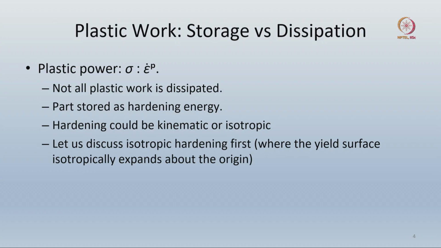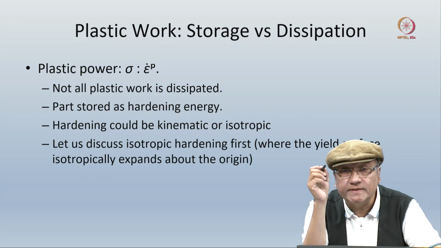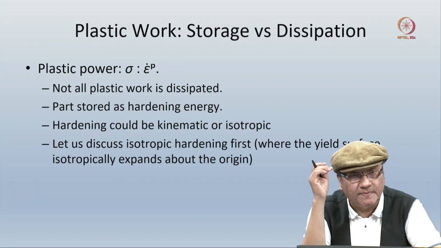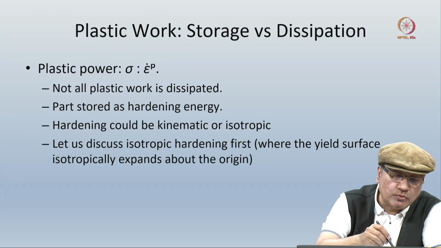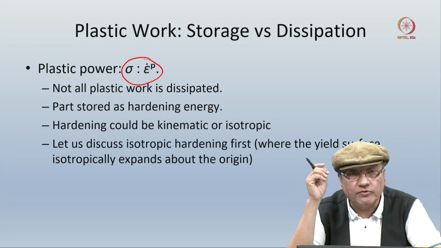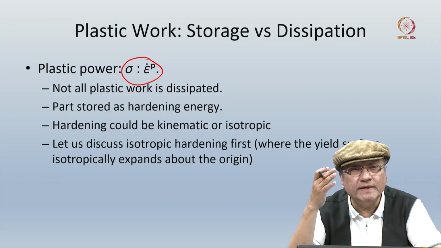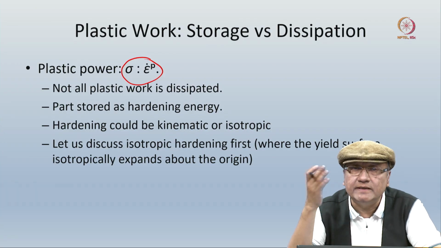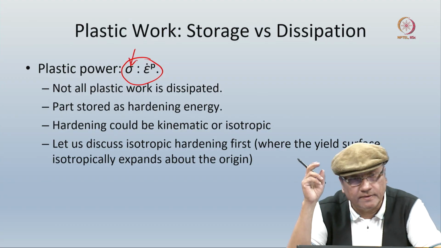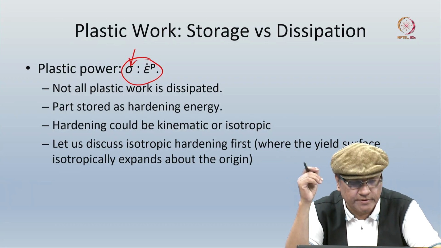Now let us take a look at the plastic work and the storage versus dissipation aspect, that is which part is stored, which part is dissipated. So we know that the plastic work is given by the stress times the plastic strain rate, but we know that if plasticity is really nearly incompressible, then the stress sigma has to be replaced by its deviatoric counterpart, right, deviatoric component.